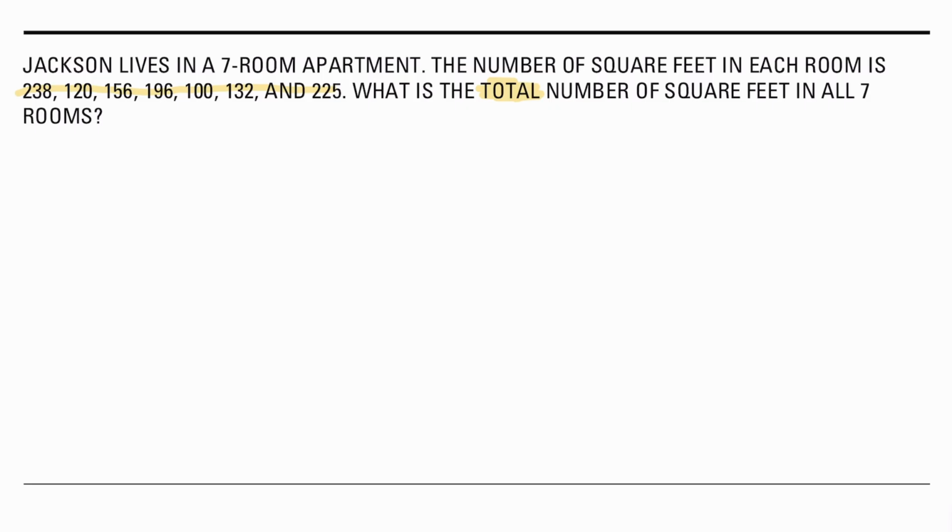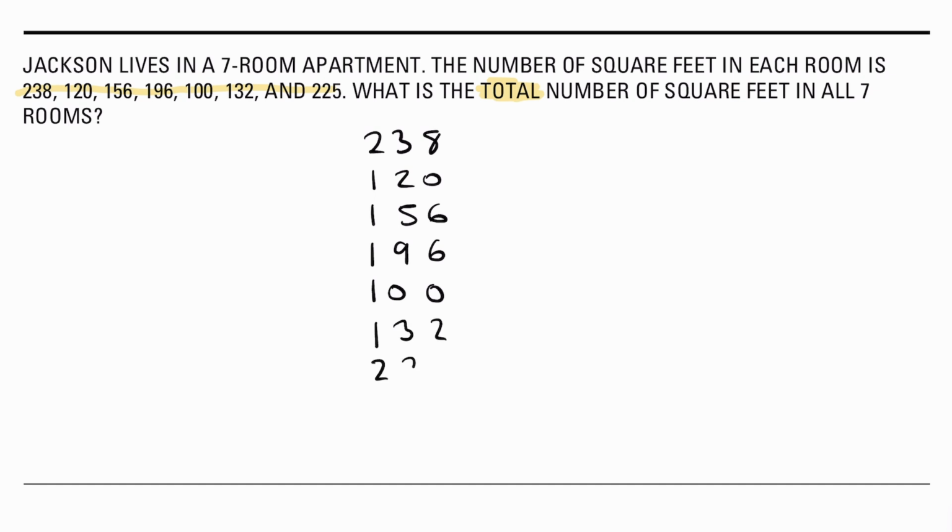And so because they're all in the hundreds place, I could just list them out from left to right. And so I'd go 238. Oh, that's not a very good 8. Still not a very good 8, but it'll do. 120, 156, 196, 100, 132, and then 225. And so alternatively, you could choose to group these and add that together and then add that to the next one, then add that to the next one. That's perfectly fine too. I just prefer to do them all at once the same way.